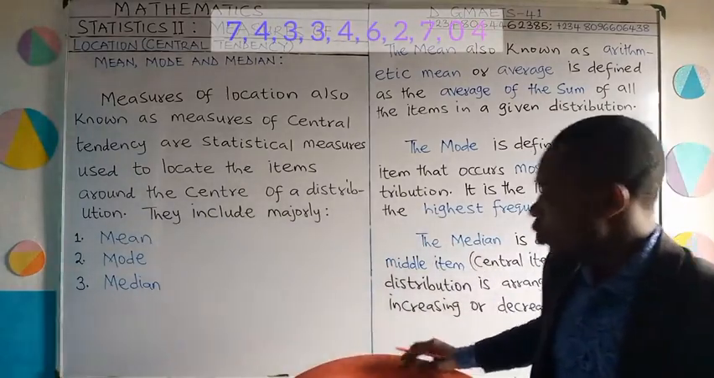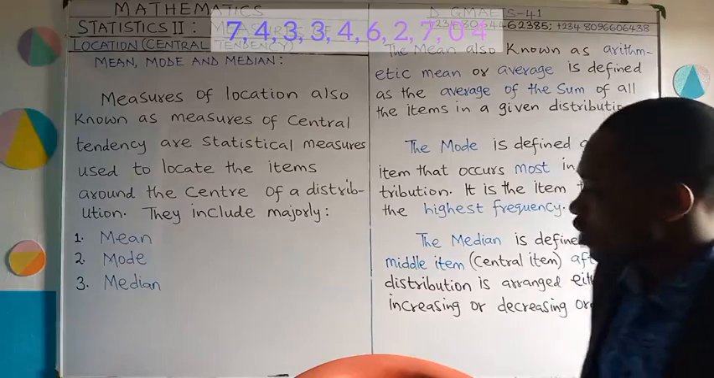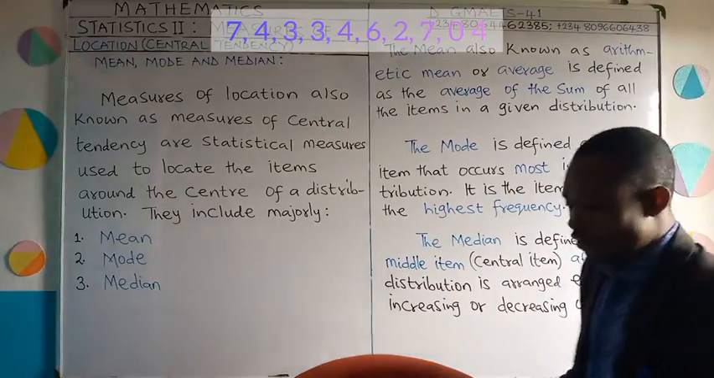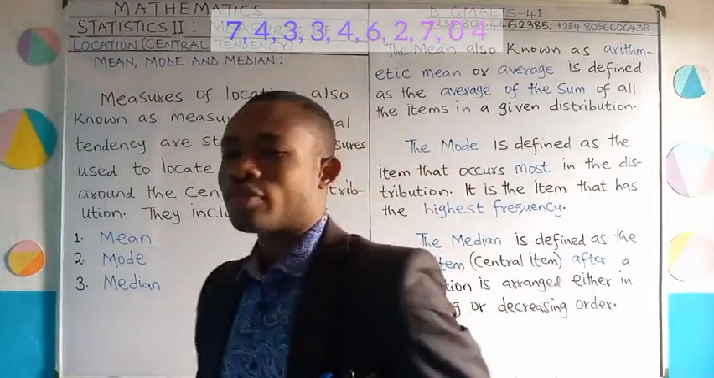7433462704. What is the mean? What is the mode? And what is the median of this distribution?